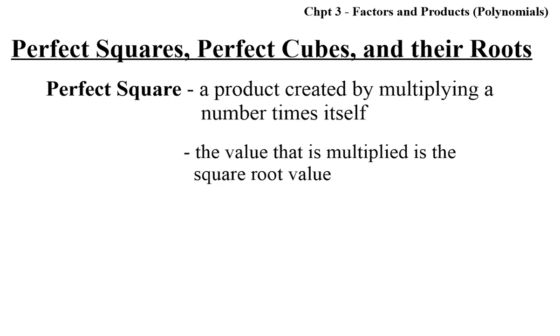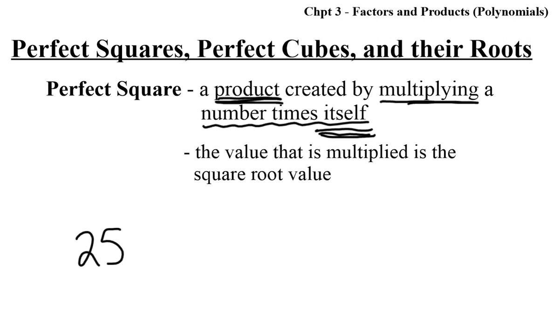So what we're looking at today is perfect squares, perfect cubes, and their roots. We've seen perfect squares before quite a bit. A perfect square is a product, a multiplication answer created by multiplying a number times itself. So this isn't a new concept. A perfect square that's a product could be something like 25. 25 is the product of multiplying a number times itself.